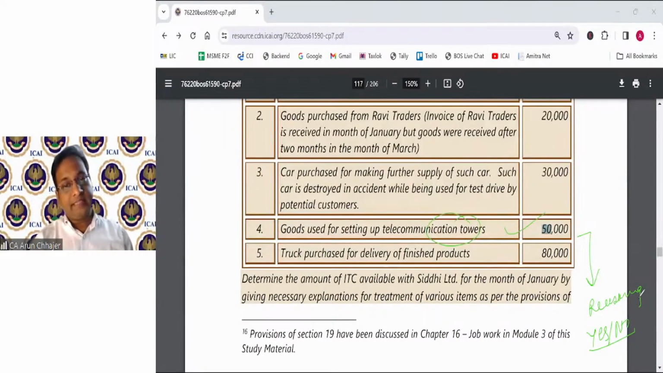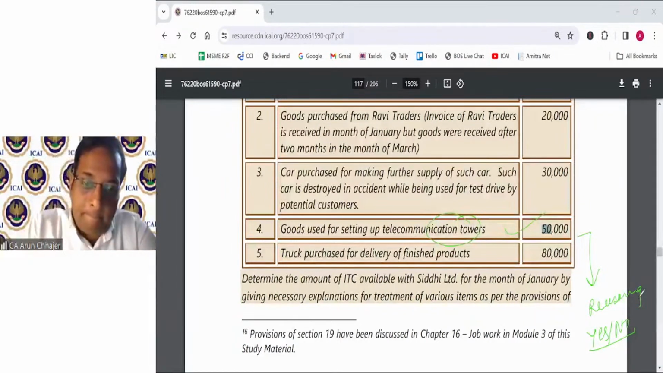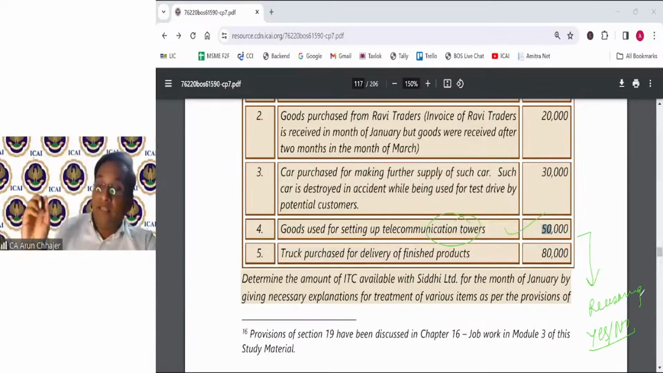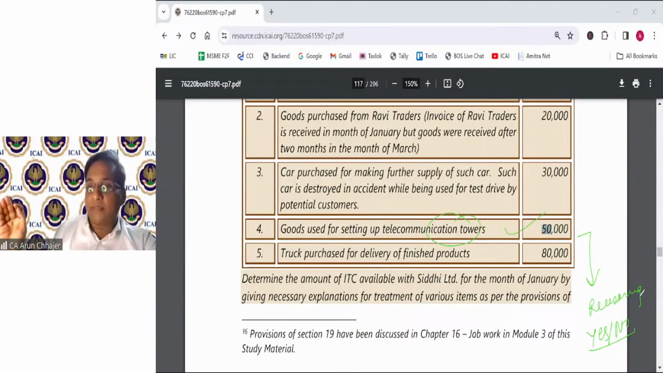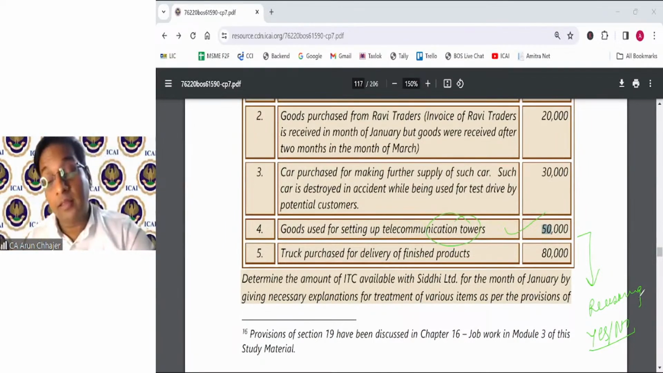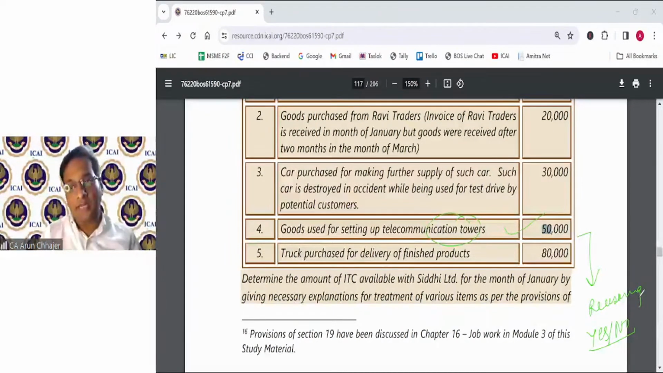Can you take the ITC of the telecommunication tower? The first point, Viraj, make it clear: whenever the capital goods is there for taking, there is no 5% concept. Only for reversal, the 5% per quarter or life of the 5 years is only for the reversal. In yesterday's class, we discussed in detail Rule 40 sub-rule 2 and Rule 44 sub-rule 6.